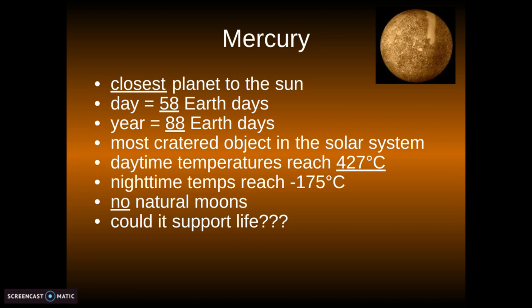Mercury is the most cratered object in our solar system. That's just because it doesn't really have much of an atmosphere, so there's nothing to burn up anything that's coming towards it. The daytime temperatures are 427 degrees Celsius, which is about 800 degrees Fahrenheit. Nighttime temperatures are about negative 290 degrees Fahrenheit, so it gets really hot and it gets really cold, mainly because it doesn't have an atmosphere. Also because it's so close to the sun. There are no natural moons for Mercury.